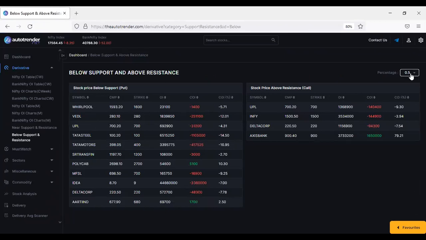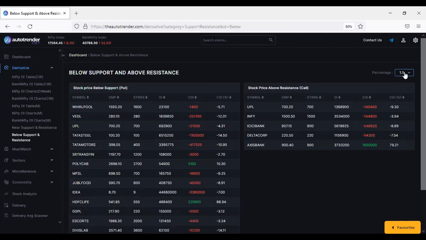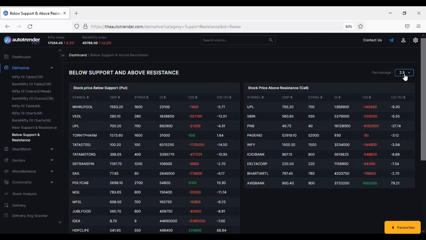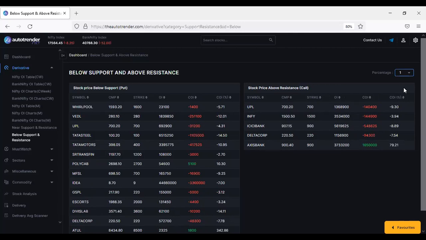You can also filter that stock based on percentages from 0.5%, 1%, 1.5%, 2.5%, but we'll say that 1% is good enough. So all these stocks which are coming within 1% is good enough. So how to take trades based on this particular data?